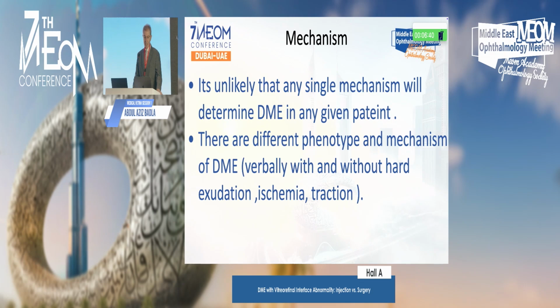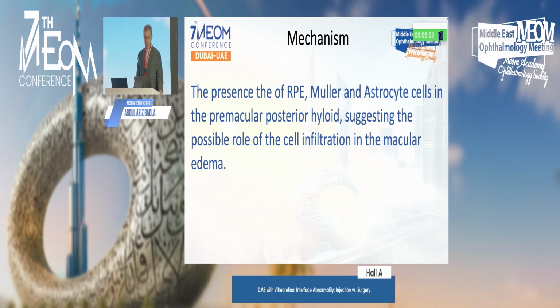It's unlikely that any single mechanism will address the diabetic macular edema in any given patient. There are different phenotypes and mechanisms of DME with exudation, ischemia, or traction. The presence of RPE, Müller cell, and astrocyte in the premacular posterior hyaloid suggests a possible role of cell infiltration in macular edema.